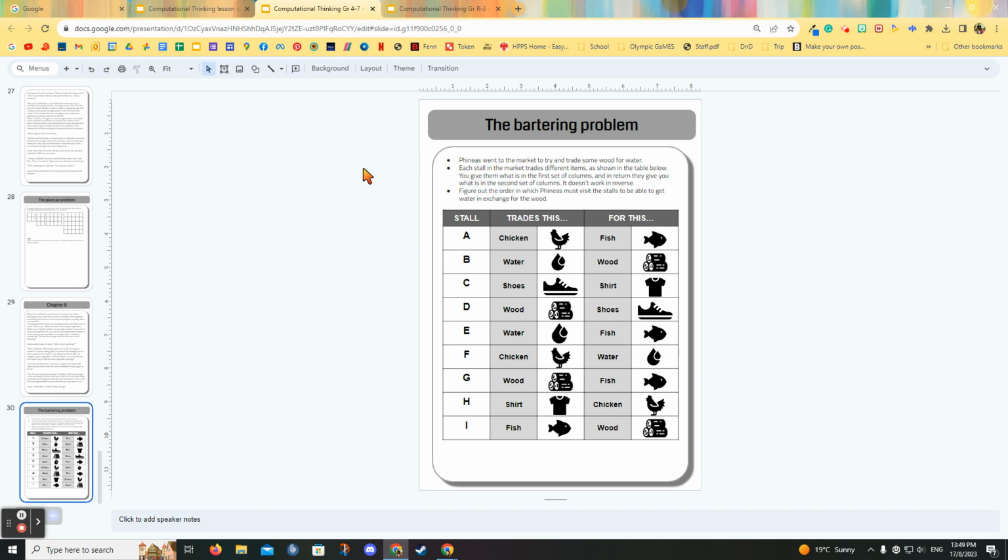Phineas went to the market to try and trade some wood for water. Each stall at the market trades different items shown in the table, and learners have to figure out the order of trades he needs to make to go from wood to water by trading with the different people. For example, at D he would trade his wood for shoes, then at C he would trade his shoes for a shirt, then at H he would trade his shirt for chicken, and then at F he would trade his chicken for water. That's one way he can get to water. That's the last problem, so it ends off with this bartering problem and this logical problem solving.